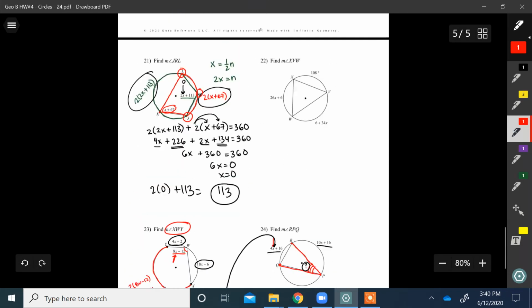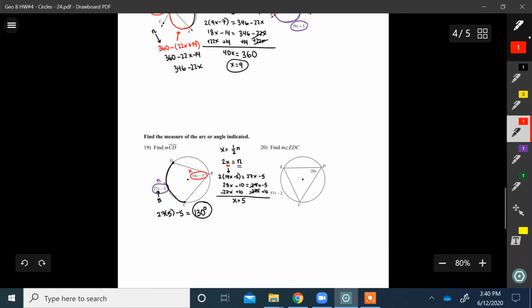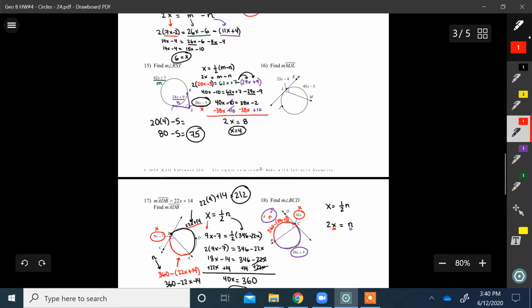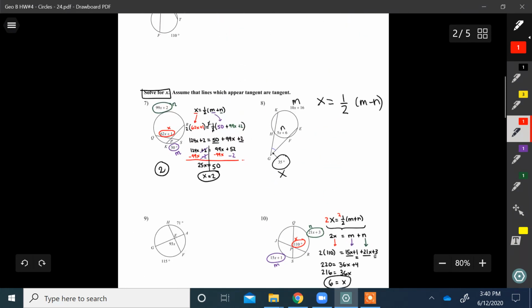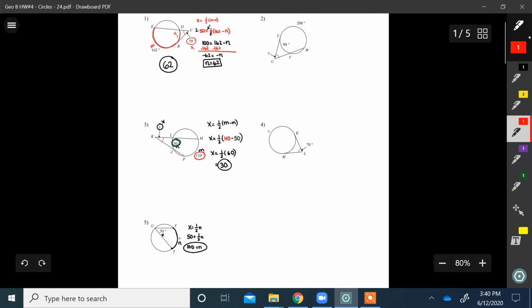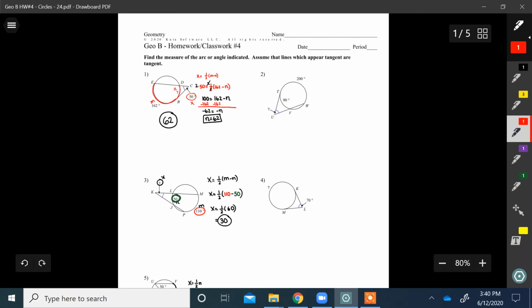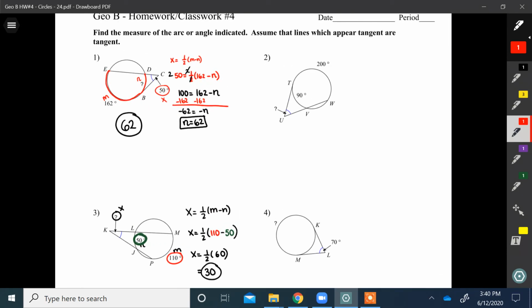Very good. So I did 1, 2, 3, 4, 5, 6, 7, 8, 9, 10, 11, and 12. So 12 problems out of 24. Like I promised, I did half of the worksheet for you. Now it's your turn to show me that you can do the other half.